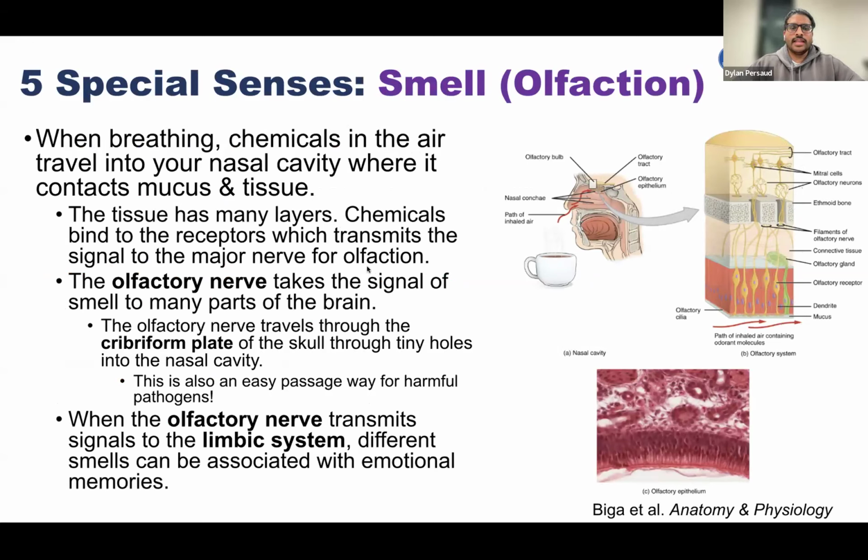And the olfactory nerve is going to take the signal of the smell molecules to many parts of the brain. So sometimes it can stimulate, obviously, interpretation. So what are you smelling? But it can also bring back memories and things like that. So it interacts a little bit with your parietal lobe.